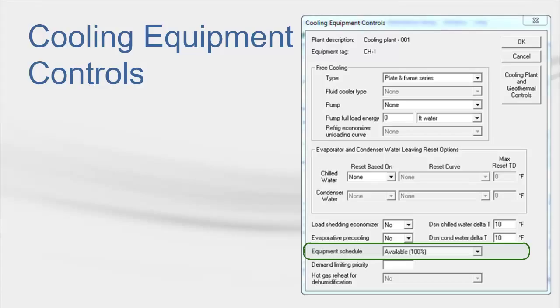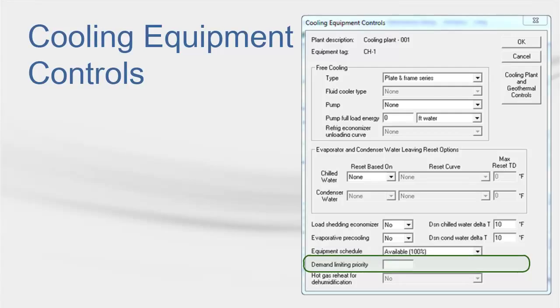Typically, we recommend not changing this from available 100% unless you have a scenario where the equipment should not run, or if you are modeling thermal storage, which requires the schedule to be changed to one that does allow for thermal storage. The default available 100% schedule does not allow for thermal storage.